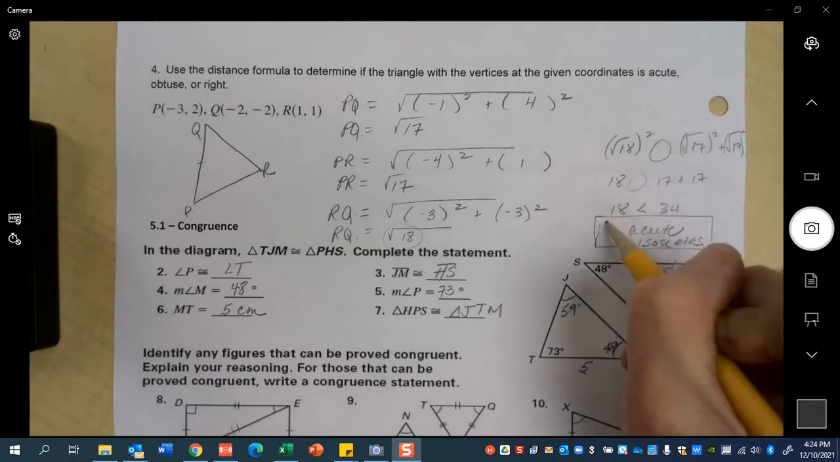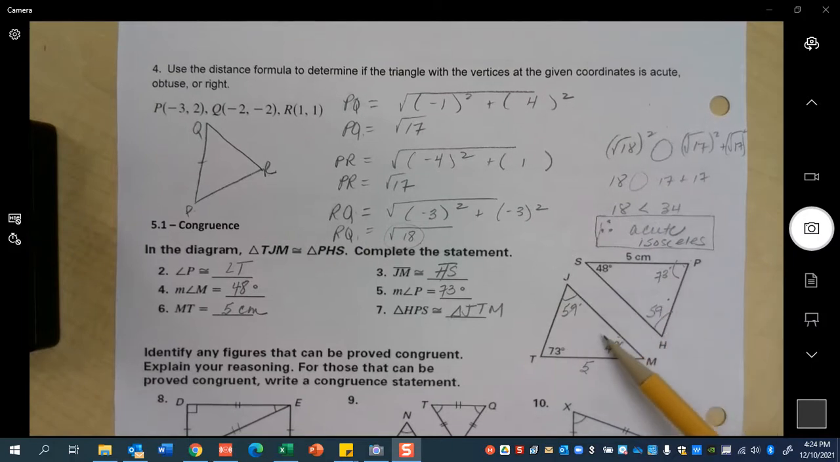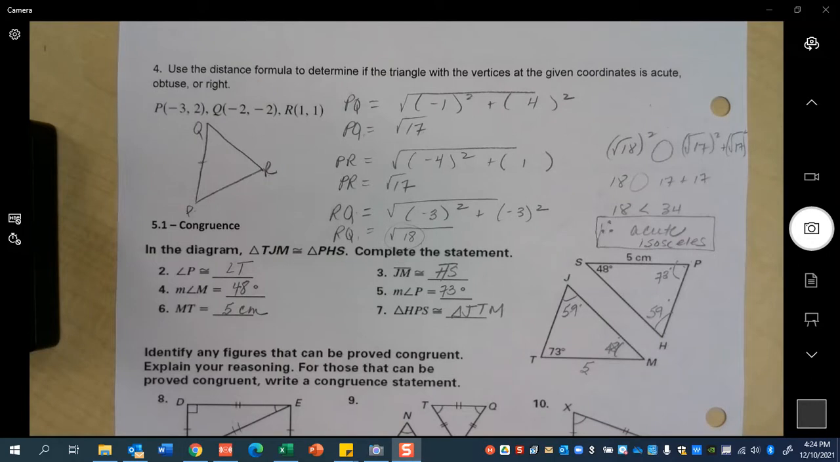All right. Therefore, my two congruent corresponding angles, because I was given that my triangles are congruent, I can look at corresponding parts and match up each of those congruencies.